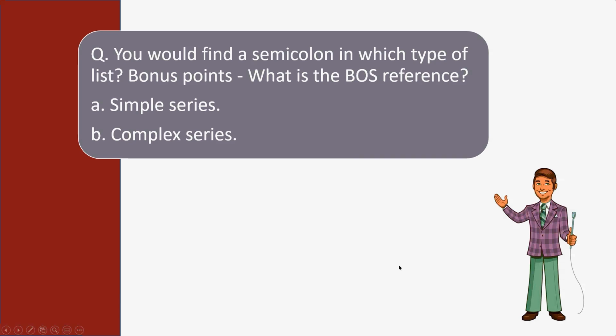All right. Okay. You would find a semicolon in which type of list? And you will get bonus points for our imaginary keeping track of a score. What is the Book of Style reference? So you would find a semicolon in which type of list? A simple series or a complex series? If you know this off the top of your head, don't shout it out yet. I want people to have a chance to look. Give me the reference number.